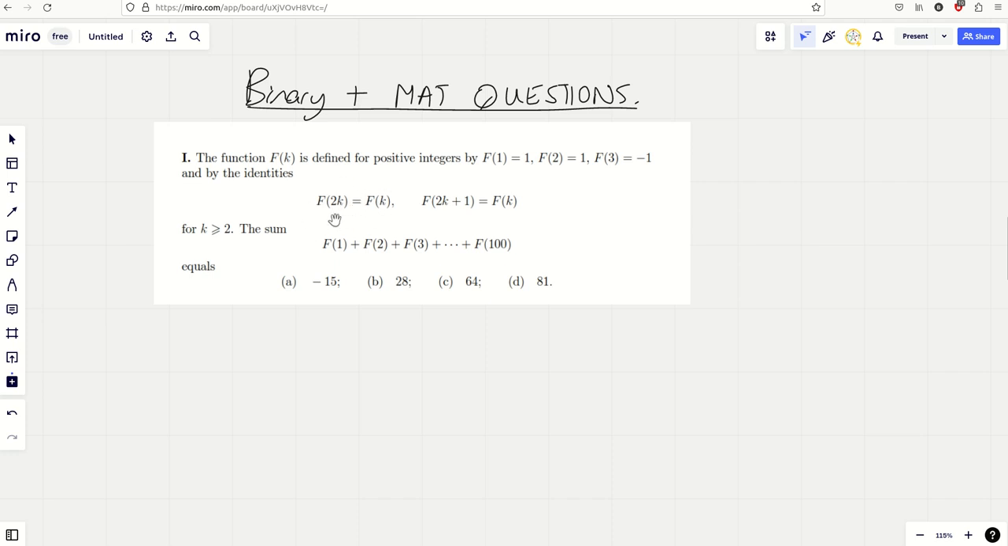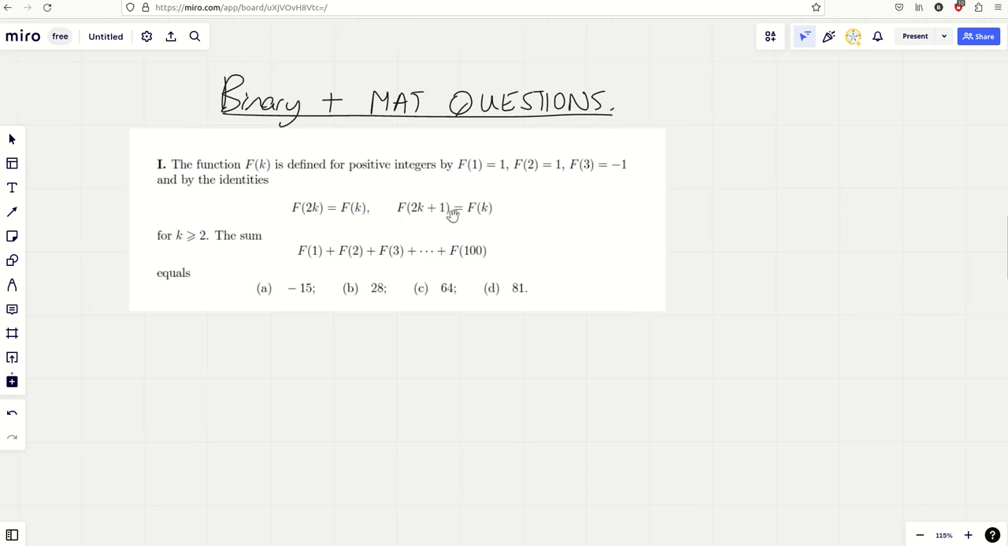of building up what all of the values for f are from 1 to 100, because we're told if you double k, then it will take the same value when you apply f to it. And if you do 2 times k plus 1, it will take the same value as when you apply f to it, and this allows you to build up the whole sequence.